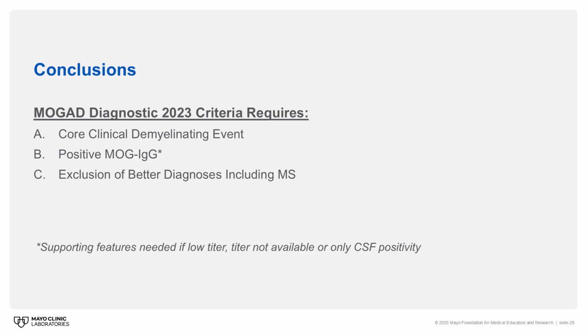So we can summarize those diagnostic criteria into 3 major components. One is your typical demyelinating event. The second is your positive MOG antibody. Again, if you're low positive, you might need some additional features. If you're high positive, you won't. And then exclusion of a better diagnosis, making sure that the antibody fits with the clinical syndrome.